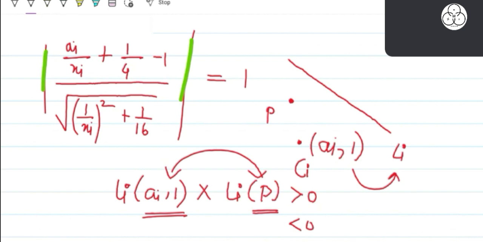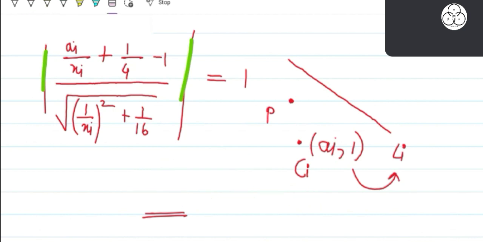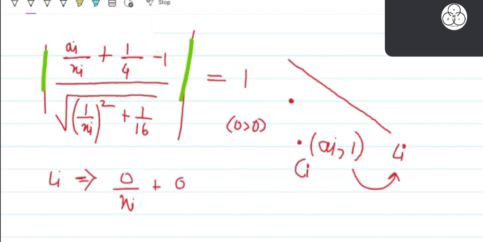So now, if we consider P, which was a known point for us, as the origin (0, 0), what will be the value of Li? Here we put 0 over xi plus 0 by 4 minus 1, that is a negative value.